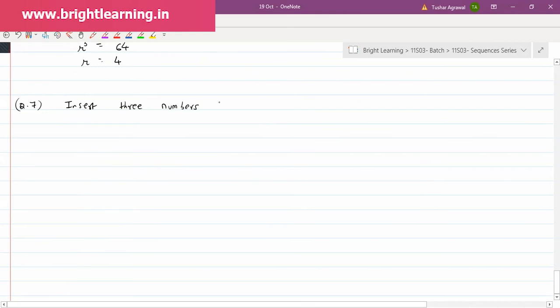Insert three numbers between 16 and 1296 so that the resulting sequence is a geometric progression.